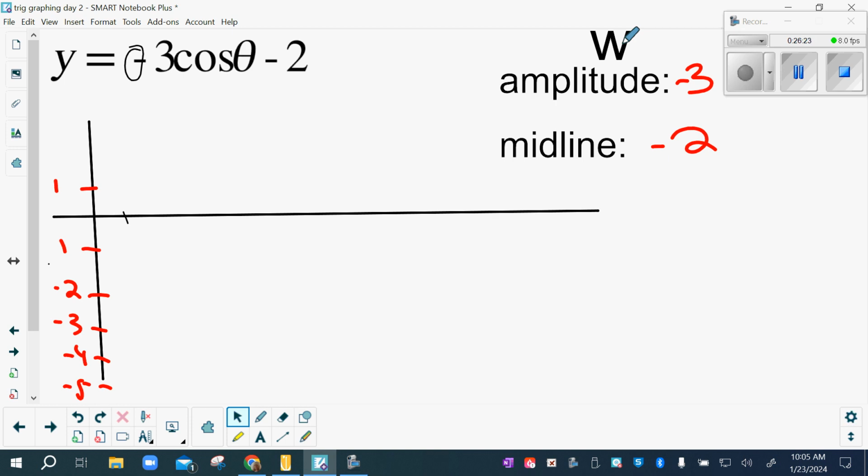Okay, so we're doing this. We're annotating. Okay, here we go. That's going to be 1 pi. How pretty that is. 1 pi over 2, 2 pi over 2, 3 pi over 2, 4 pi over 2, 5 pi over 2, 6 pi over 2.